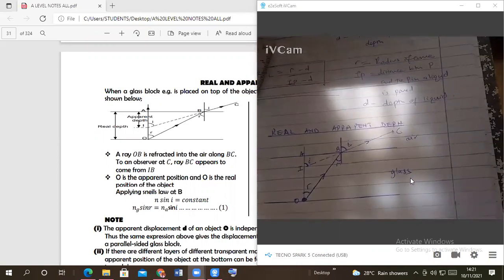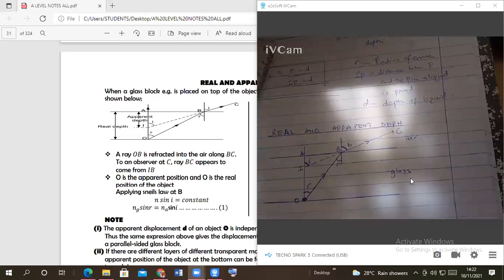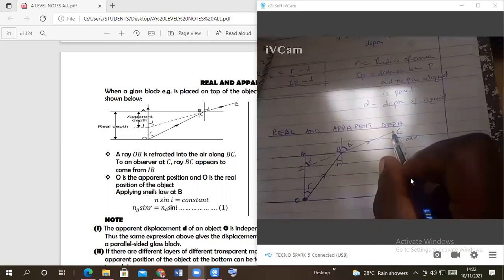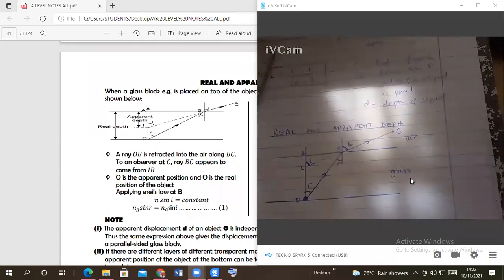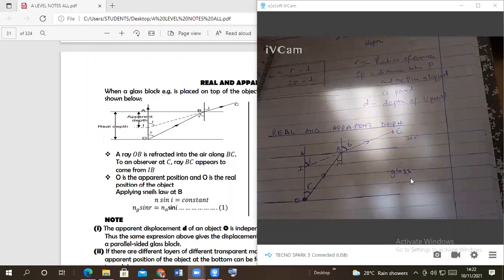So what I'm saying is this, that this angle and this angle are equal. They are corresponding angles. Now, they have said that a ray will be refracted into air along BC. So this ray OB is refracted into air along BC. To an observer at C, a ray BC appears to come from IB. Where is IB? This is I here, and this is B. That's what you should know.